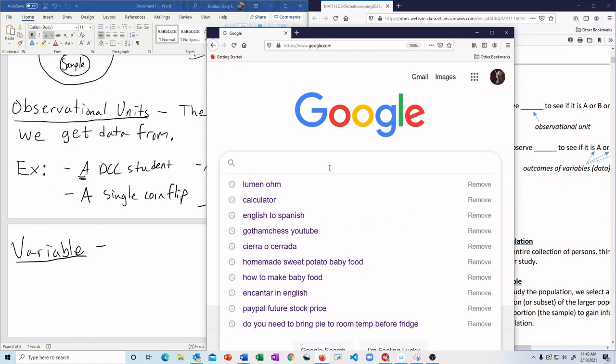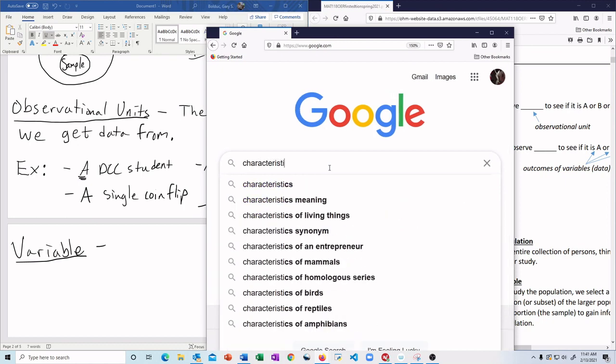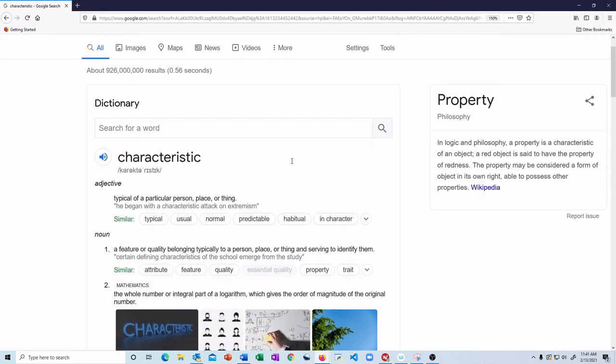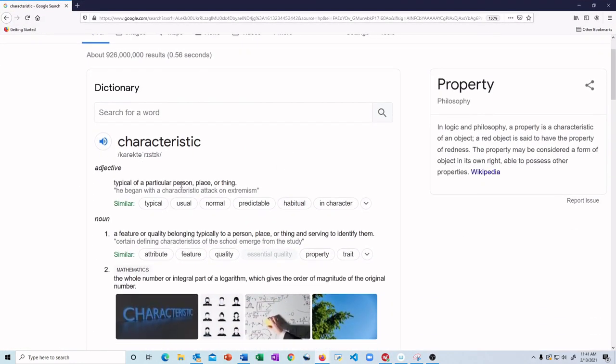Okay. So, characteristic. If you get a word like this and you're not sure, go find synonyms, right? Let's look at a characteristic. Typical of a particular person, place, or thing. A feature or quality belonging to a person, place, or thing.